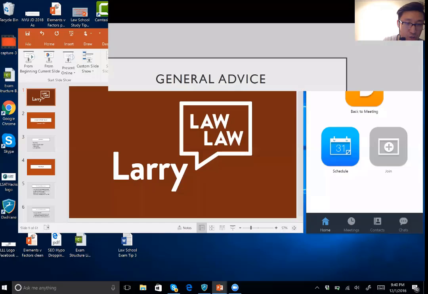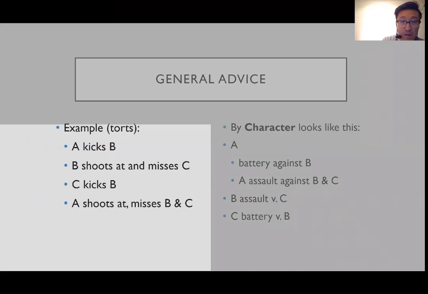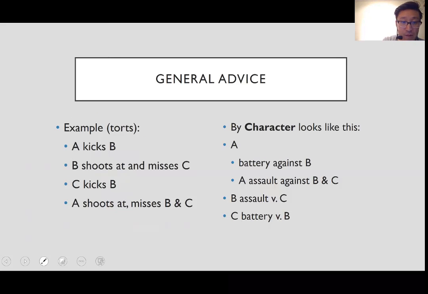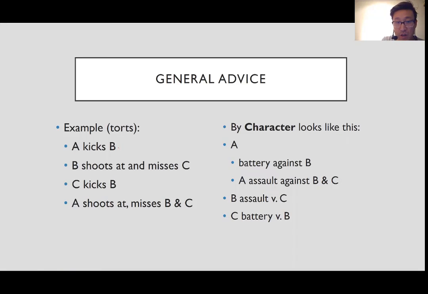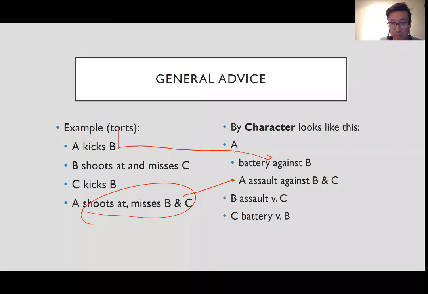Let me switch to the pen. A kicks B is this claim. A commits assault against B and C, which is this claim. B commits assault versus C by shooting at and missing, and C kicks B, becomes this battery. So the wires get crossed here in a couple of places.